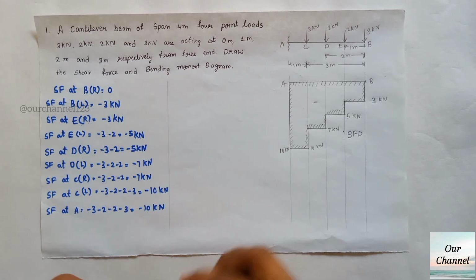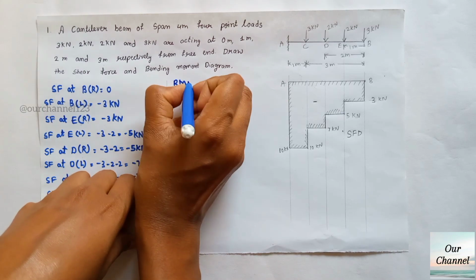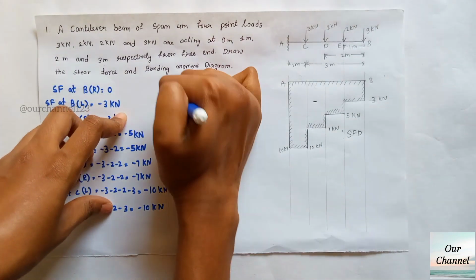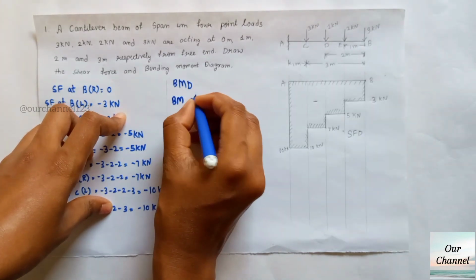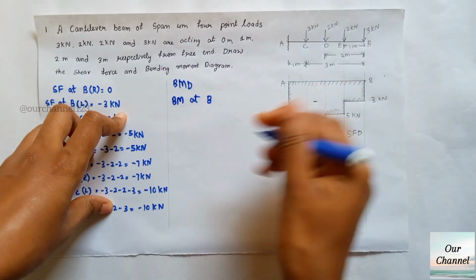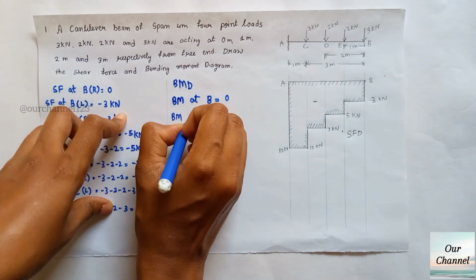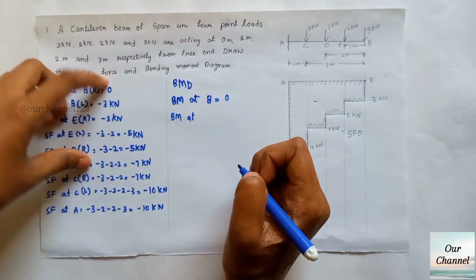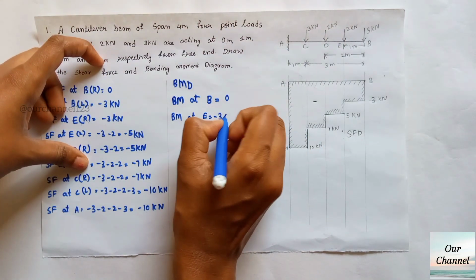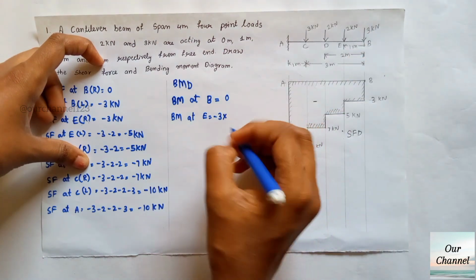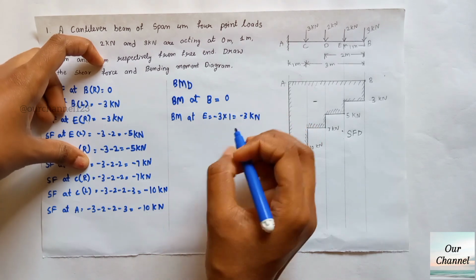Let us find the bending moment at each point. Bending moment is equal to the load into distance. So first bending moment at B. So at B the load is 3 kilonewton and distance is 0. So it will become 0. Bending moment at E, 3 kilonewton into the distance is 1 meter. We will get minus 3 kilonewton meter.